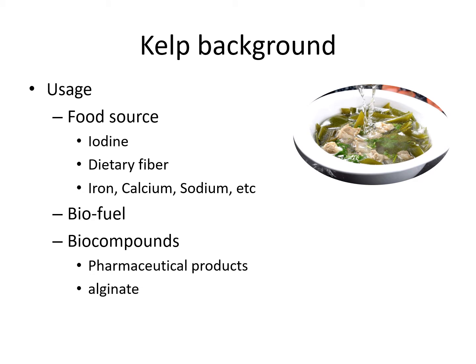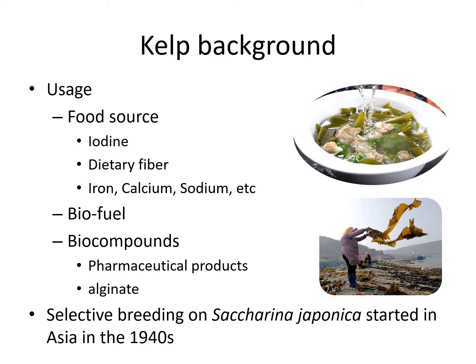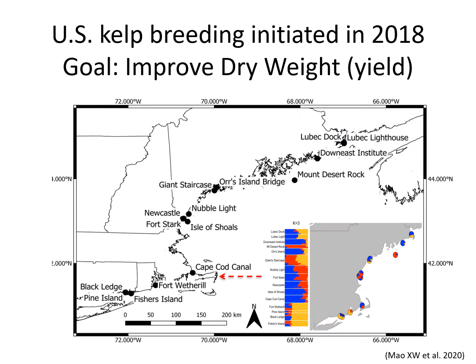So, kelp has mainly been used as a food source for human consumption, mostly in Asian countries. Lately, in the US and in European countries, more research is interested in breeding kelp for biofuel. People also extract compounds from kelp for pharmaceutical uses. Selective breeding on Saccharina japonica, which is one type of kelp, started early in the 1940s in Asian countries. However, kelp breeding in the US is still at its infancy stage.